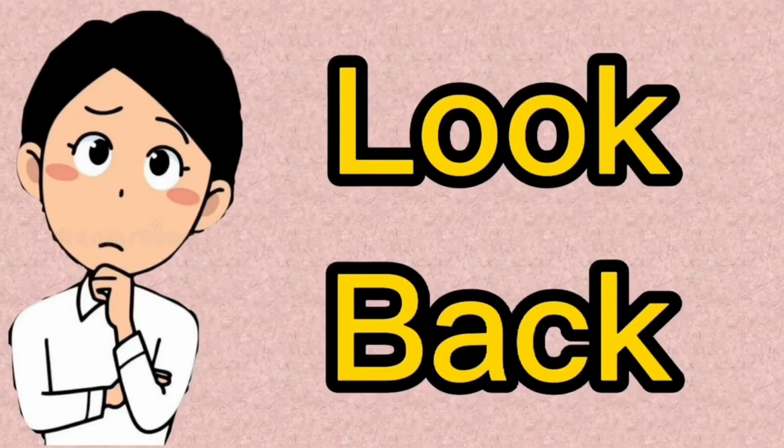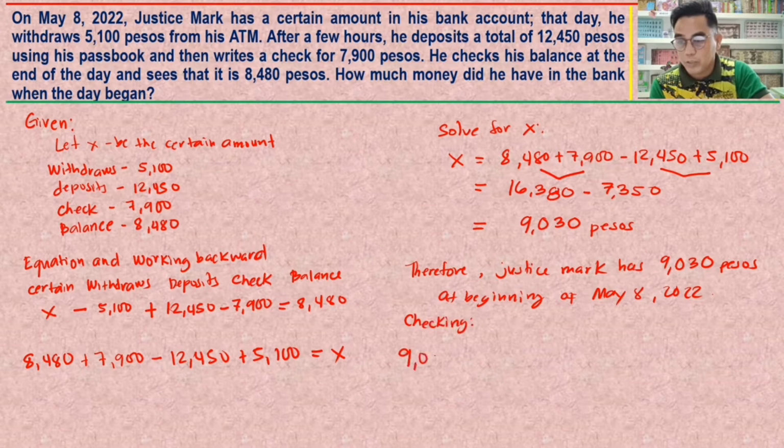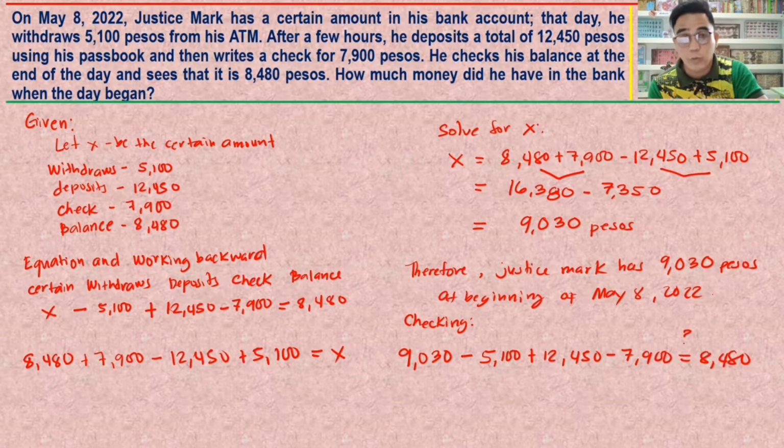Look back. In this part, we're going to check whether our answer is right or wrong by doing the checking. So let's do the checking here. Okay, let's put 9,030 minus 5,100 plus 12,450 minus 7,900 equals 8,480. We're going to put a question mark here because we don't know yet if it is right or wrong.